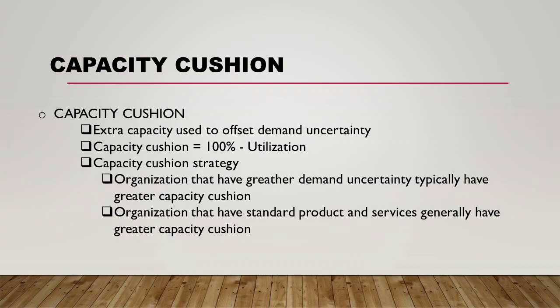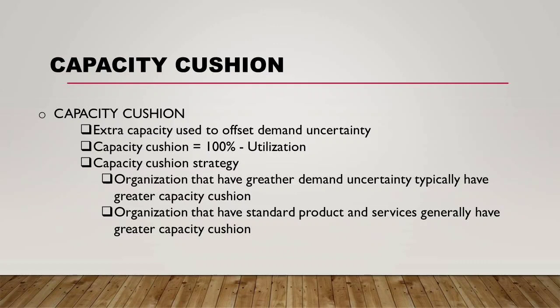Capacity cushion. In choosing a capacity strategy, the capacity cushion is one thing that you may have, because you never know when the market will go high in demand or when there will be a slowdown in demand. So we never know. In capacity cushion, extra capacity is used to offset demand uncertainty.